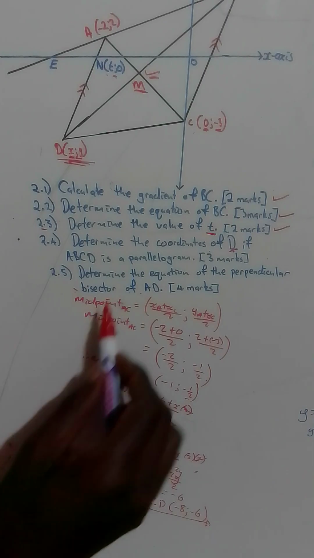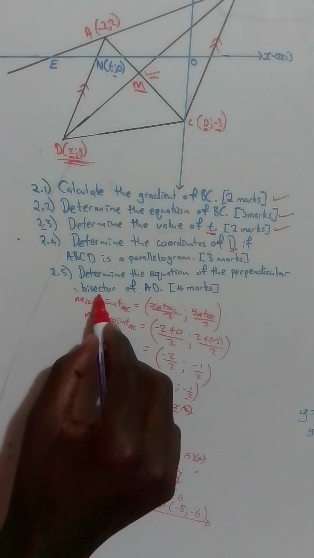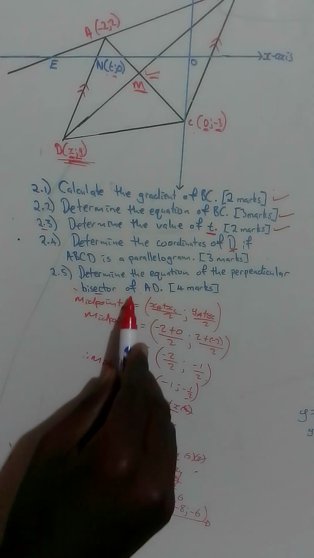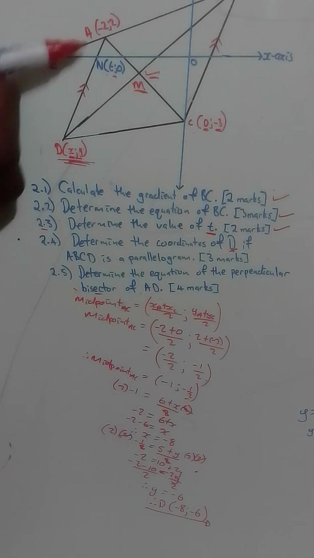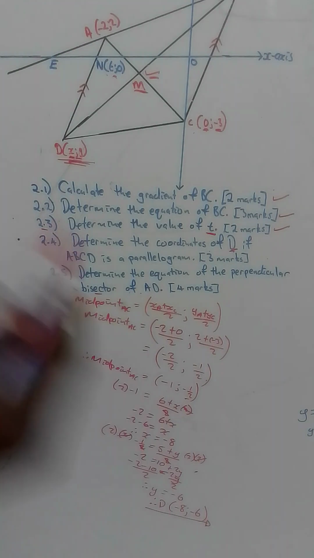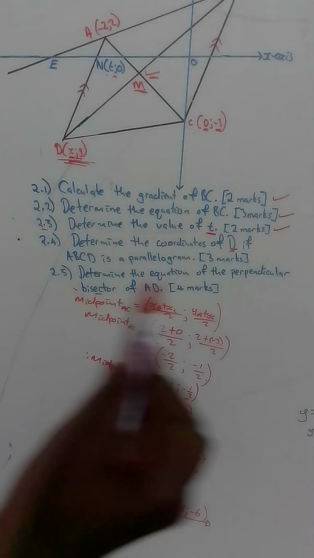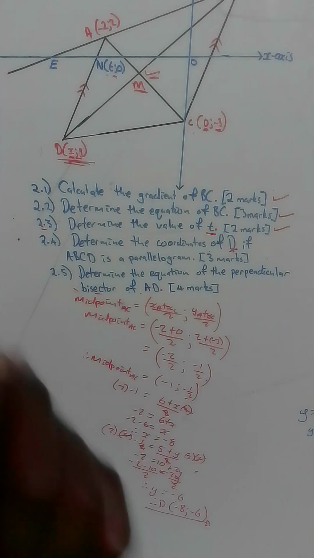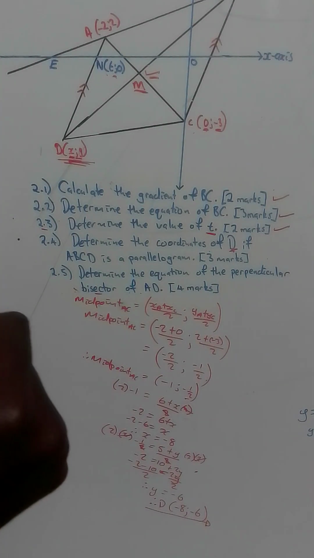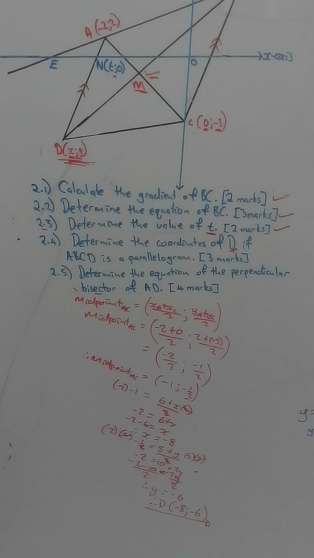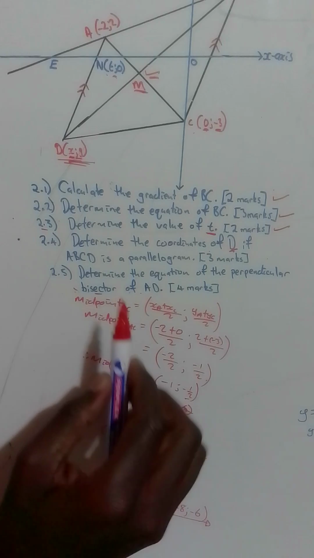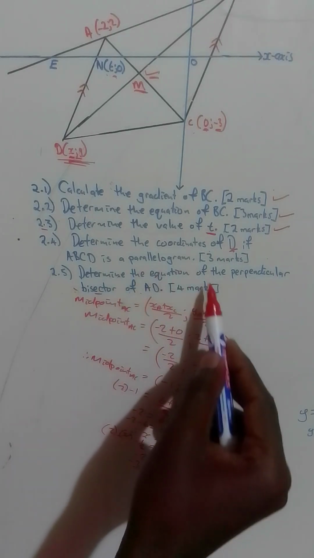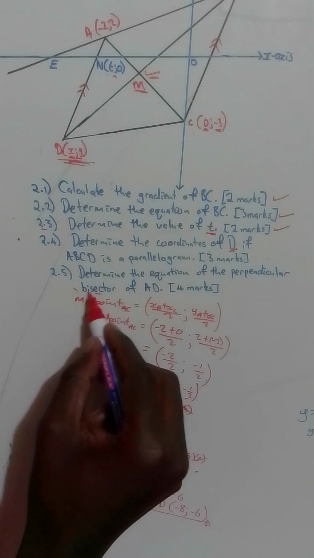The last question says determine the equation of the perpendicular bisector of AD. This question is very tricky. Why? Here there is nothing that you can see, but there is something here according to the description. It now depends on how well your theory is, right? Now, let me take you step by step. They say determine the equation, right? So we must determine the equation of a line of the perpendicular bisector.